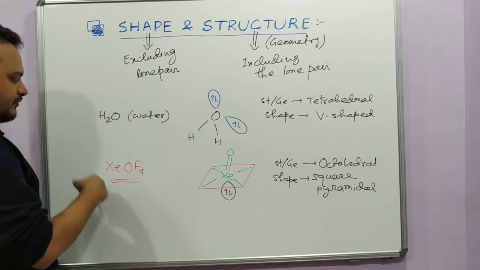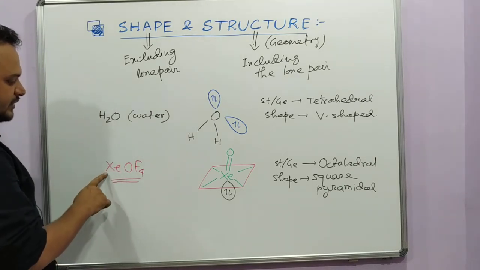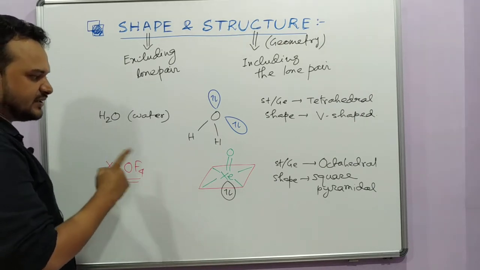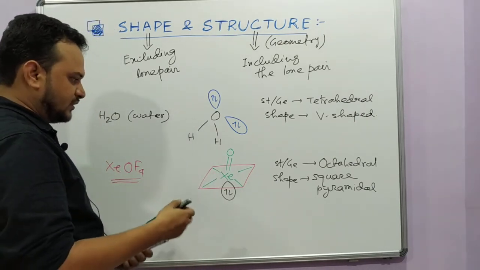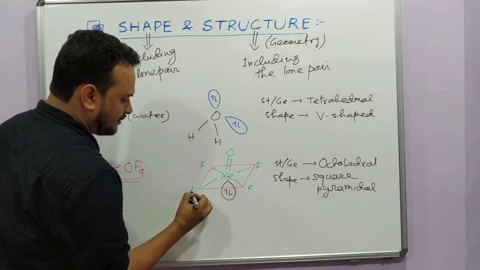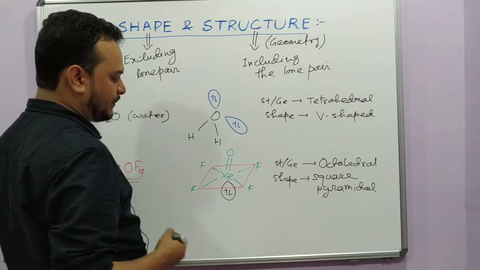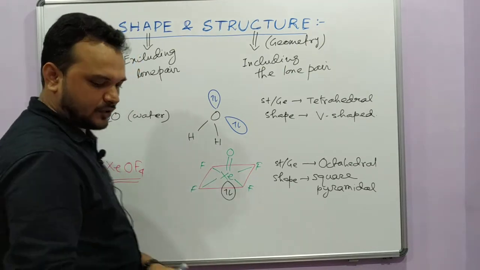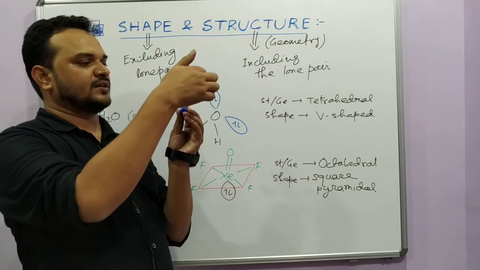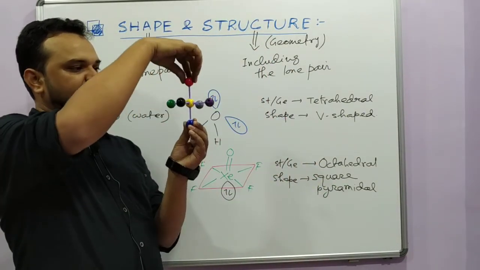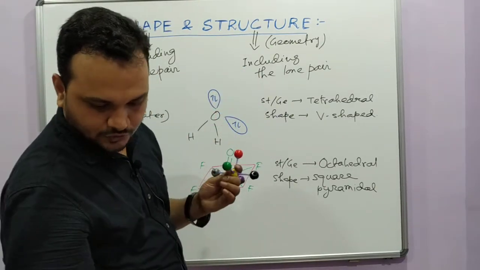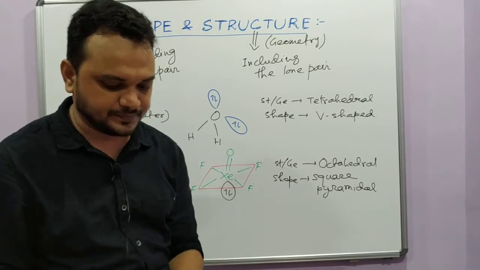In the same way, for XeOF4 we have calculated for xenon, the H value comes as 6, that is sp3d2 hybridization, that means octahedral geometry. So of the 6 vertices, I have already shown that 4 are fluorine, 1 is oxygen and 1 is the lone pair of electrons. So if you remove this lone pair of electrons, how will it look? This is your octahedral geometry, this is the square plane and these 2. So one of these is the lone pair of electrons. So I am adding one lone pair here.